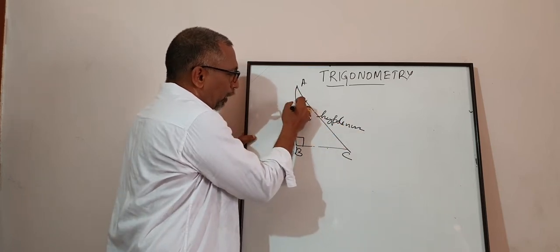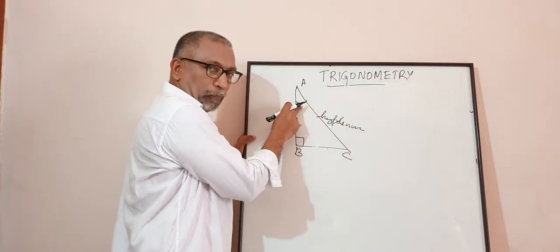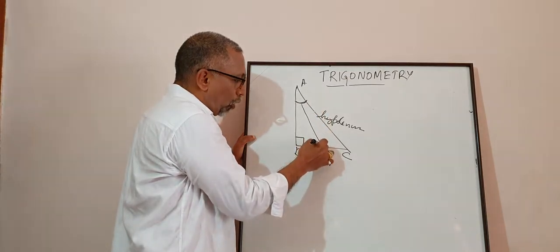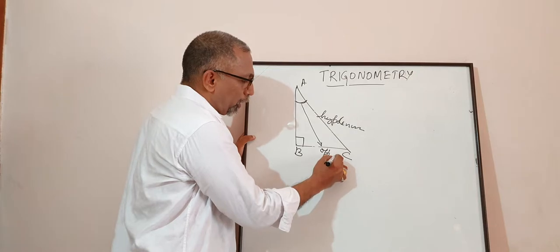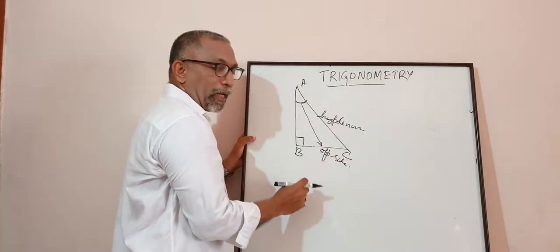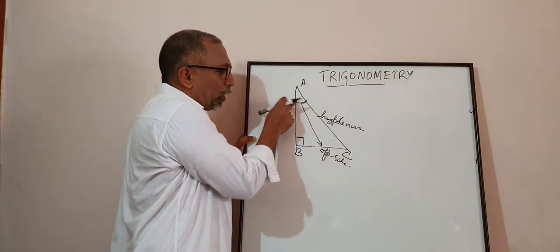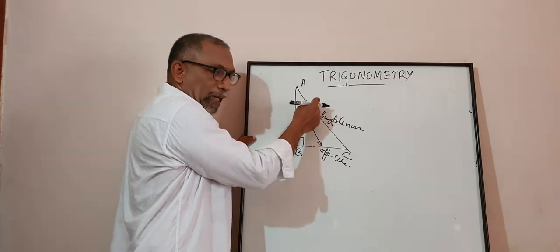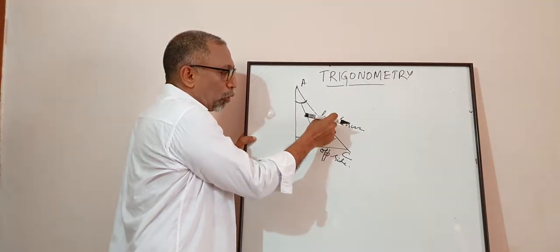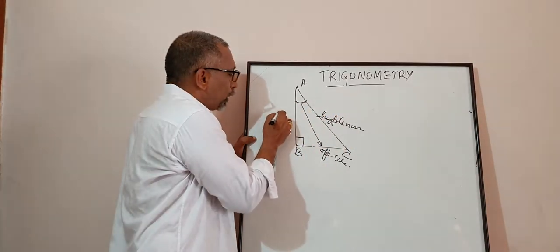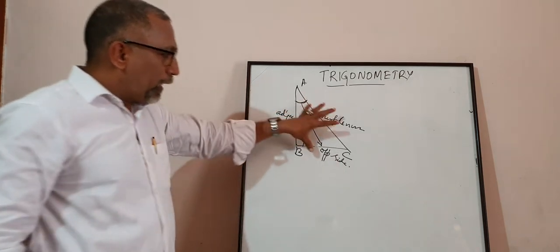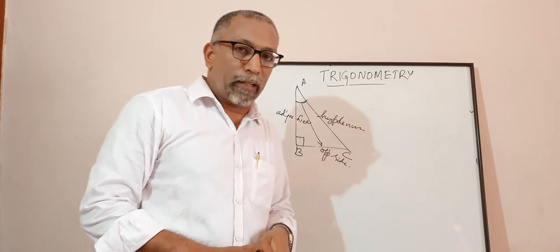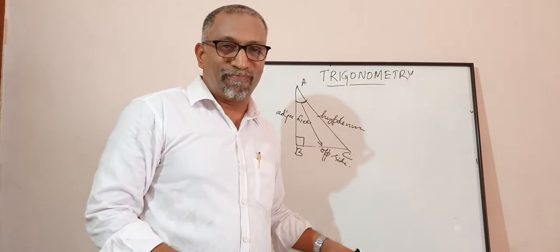Then, with respect to this angle, this is called the opposite side, because it is actually opposite to the angle. And for this side, we have two adjacent sides, but doesn't matter. This is already labeled as hypotenuse, so this is going to be the adjacent side. With this information, we are going to define the trigonometric ratios.